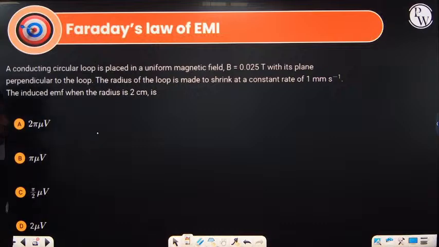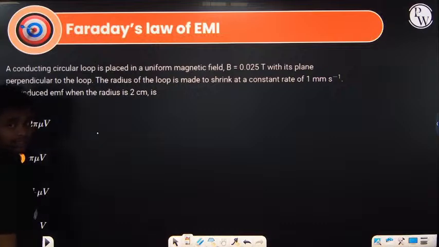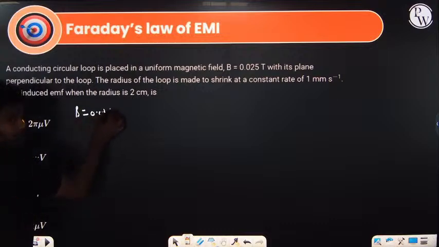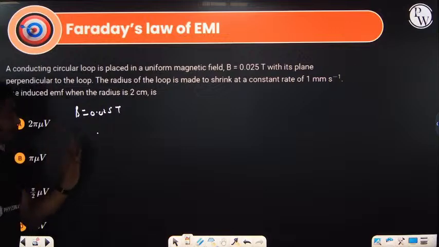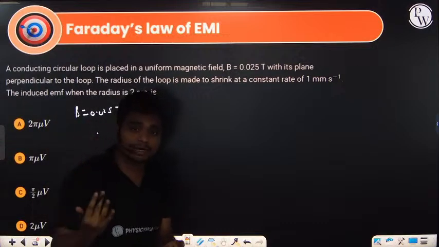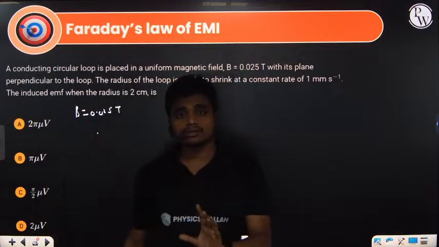A conducting circular loop is placed in a uniform magnetic field B equal to 0.025 Tesla, with its plane perpendicular to the field. The radius of the loop is made to shrink at a constant rate, and we need the induced EMF. If the radius is shrinking, the area will also change.